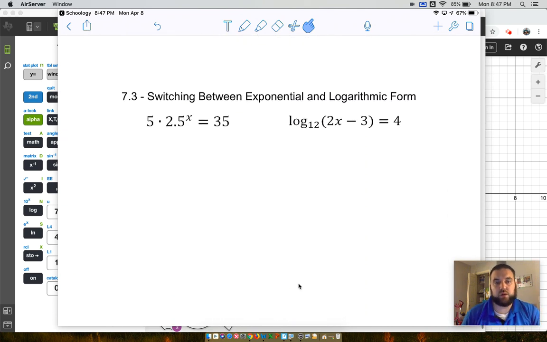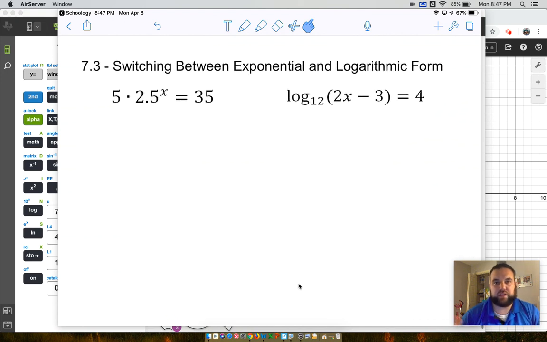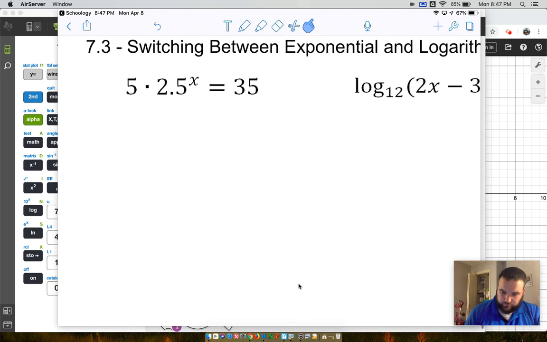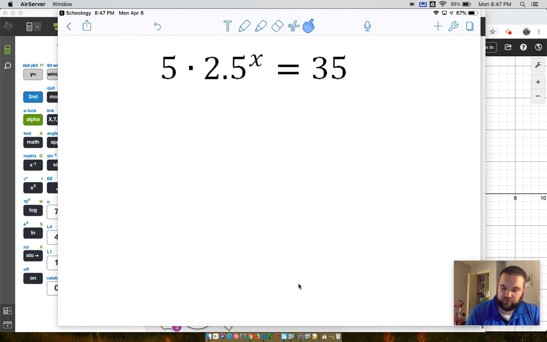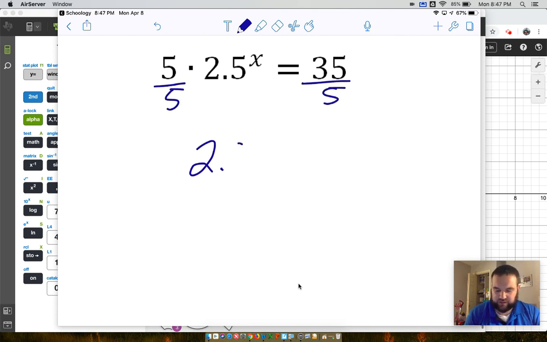So that was 7.2. In 7.3, we did a couple different things. We first started by defining what a logarithm is, and we switched back and forth between logs and exponential functions. So this is exponential, and I know it's exponential because the variable is in the exponent. If I wanted to write this as a logarithm, I'd first have to get rid of that 5. So I'd divide by 5 on both sides, which gives me 2.5 to the power of x equals 7.